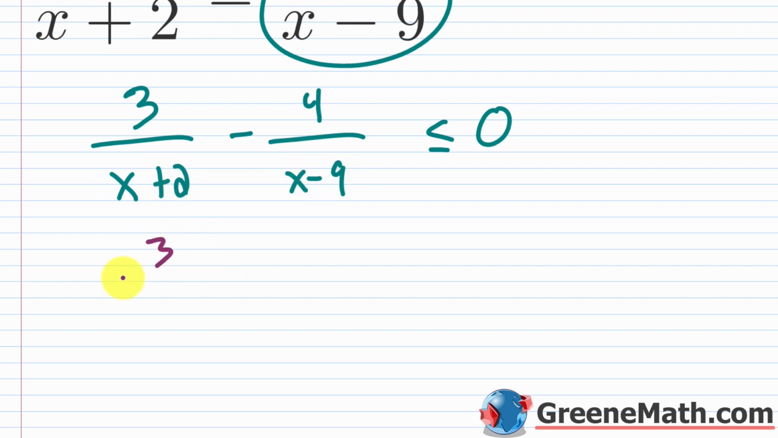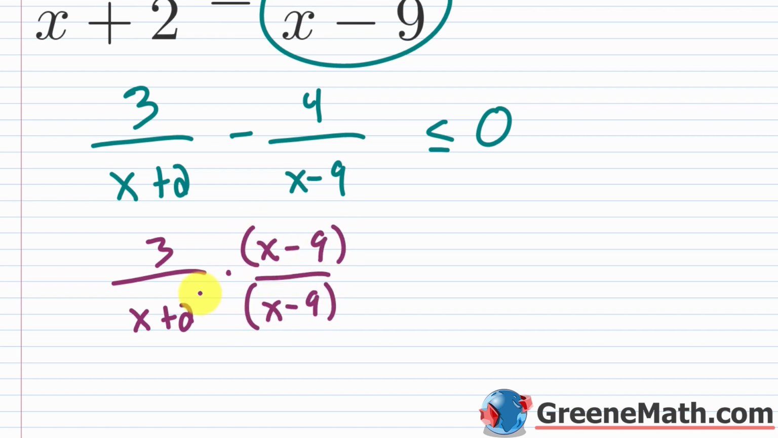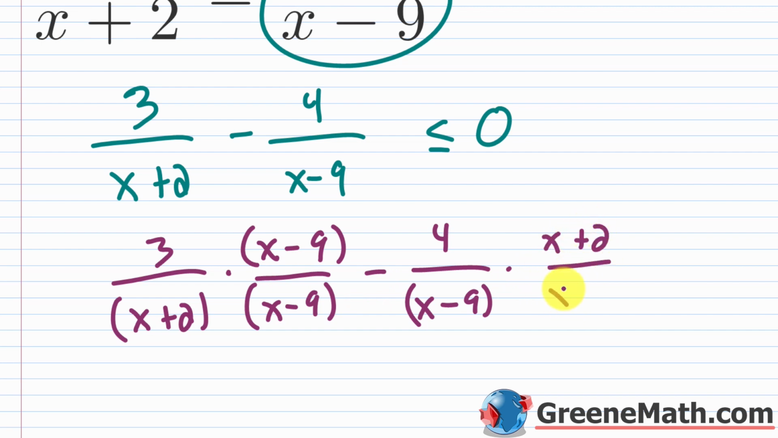So I'm just going to say this is 3 over x plus 2, and then times this x minus 9 over x minus 9. I'm just going to wrap everything for clarity like this, and then minus, you have this 4 over x minus 9. Let me just wrap that now, and then times, you're going to have this x plus 2 over this x plus 2. Let's wrap that and wrap that. This is less than or equal to 0.